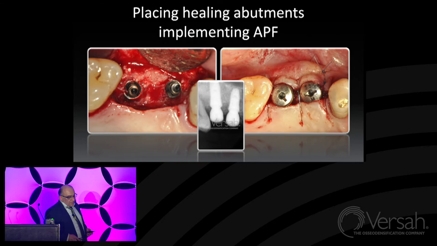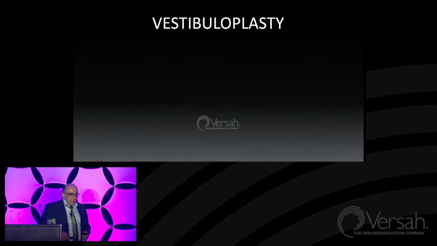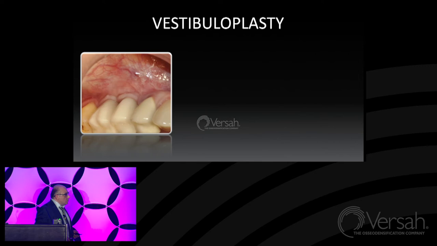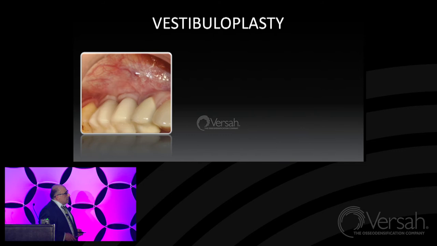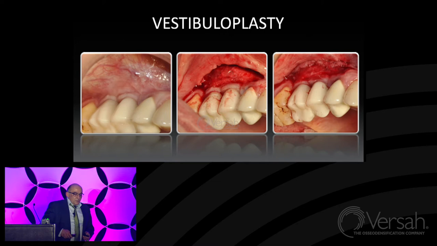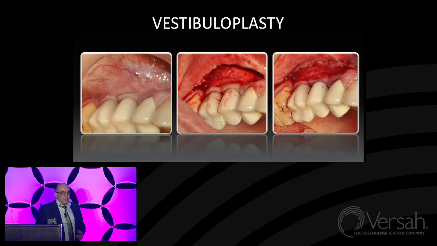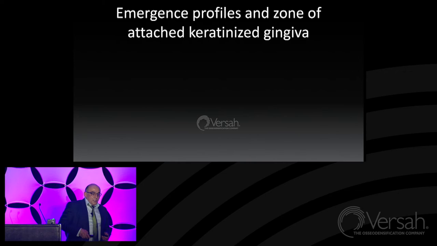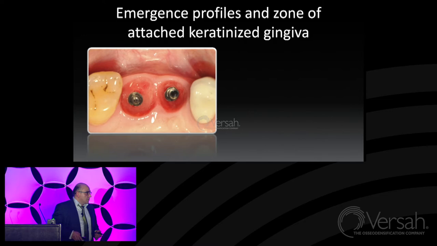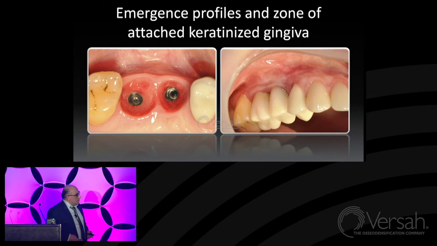So, when we got already our temporary crowns, we noticed that we have deficiency from the vestibular side, very little amount of keratinized tissue. So we decided to make a vestibuloplasty to get a sufficient amount of keratinized tissue. Look at this. By the way, Dr. Gluckman showed the technique in his hands-on course yesterday. Just leave it for secondary intention healing. And after 2 or 3 weeks, we got healed, look at this, zone of attached keratinized tissue.